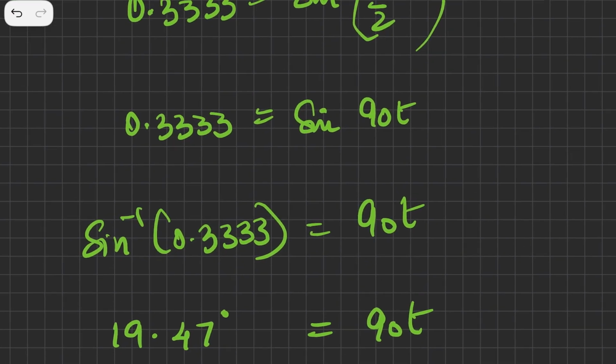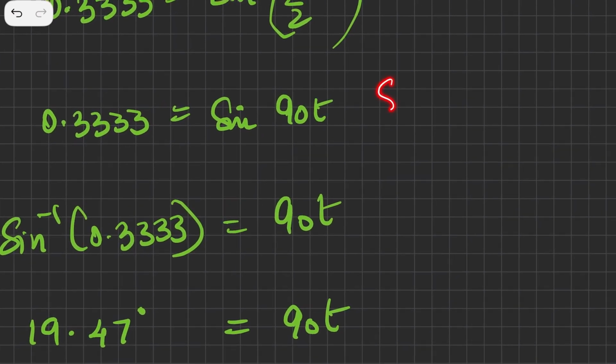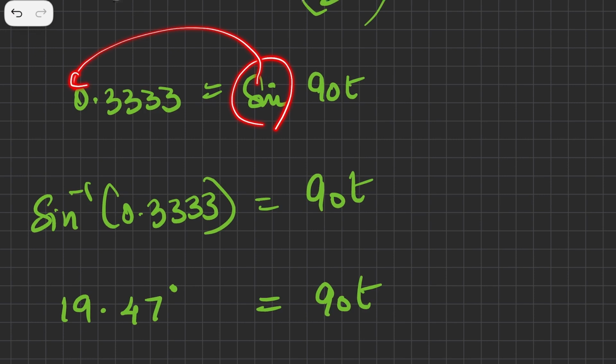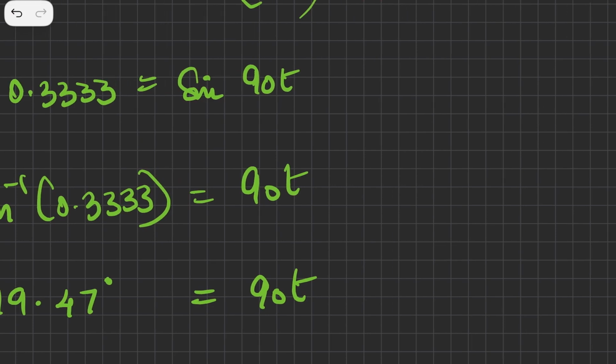So now 0.3333 is some number that has to be found out in the table of sine. I am presuming that the table of sine is something you are familiar with, and because when sine goes on the other side, it will become sine inverse. So this becomes sine inverse of 0.3333 equal to 90t.